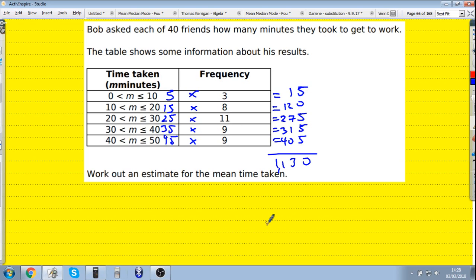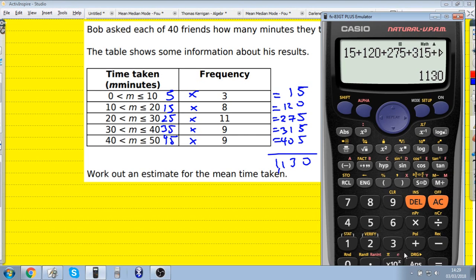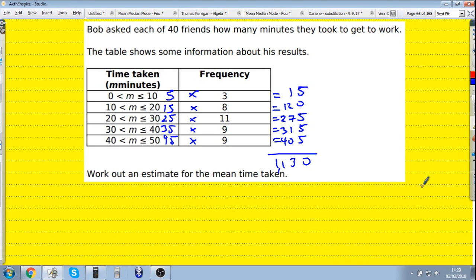And then do I have to do 1,130 divided by 5? It's not 5 people. Oh, 40. Yeah. Right. So it's that divided by 40. So answer divided by 40. Okay, so whatever that is, 28.25. Okay, so you're good there.